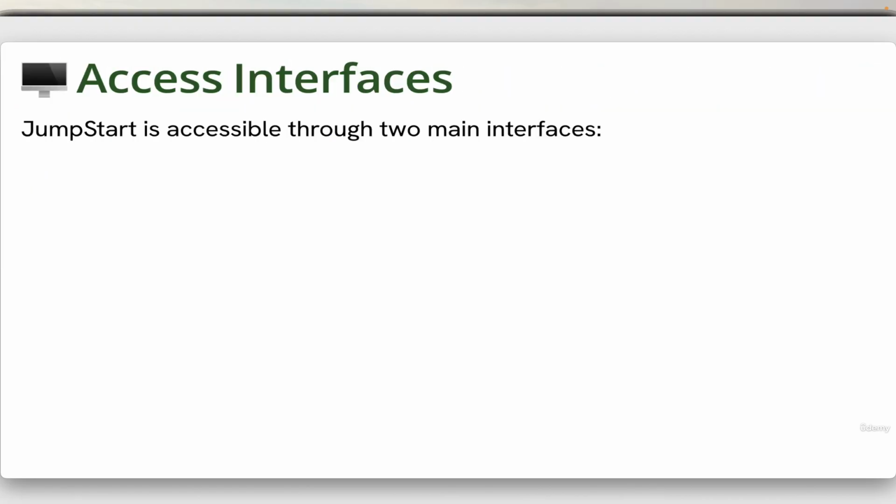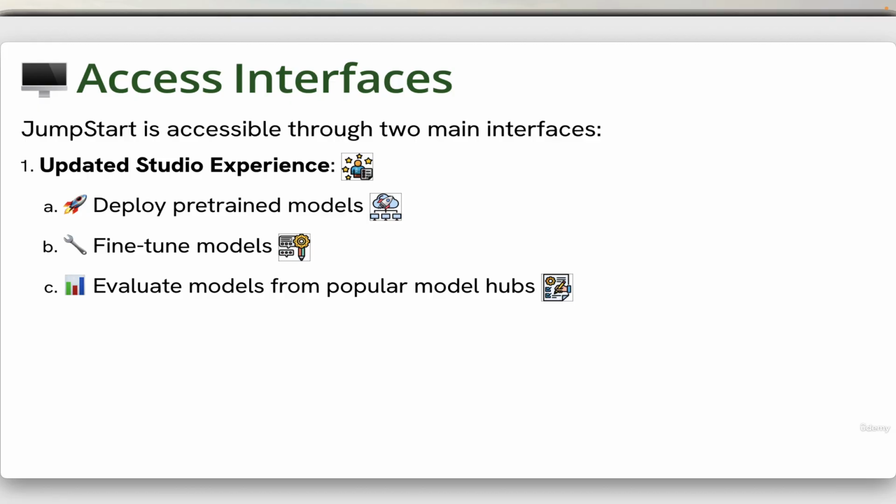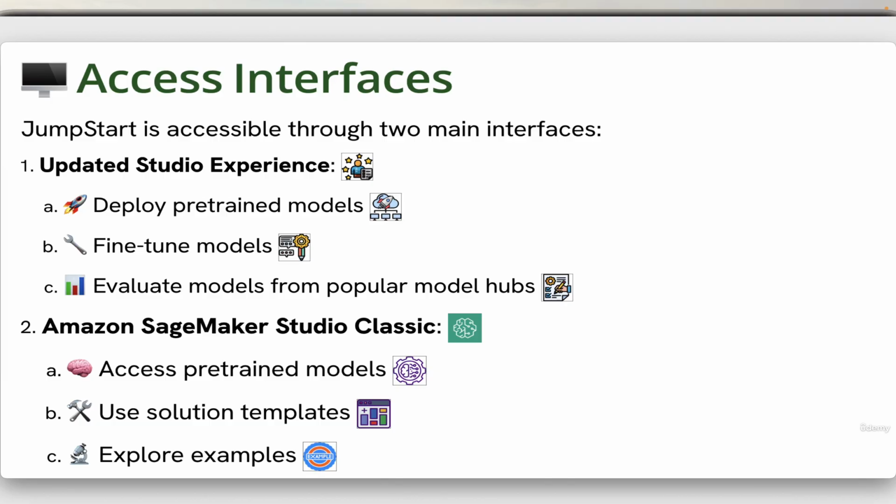So access interface, Jumpstart is accessible through two main interfaces. One is Studio, I talked about SageMaker Studio, where you can deploy pre-trained models, you can fine-tune models, and you can evaluate models from popular model hubs. Then Amazon SageMaker Studio Classic, wherein you can also access pre-trained models, use solution templates, and explore examples.